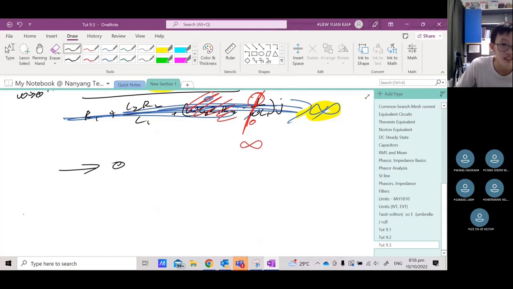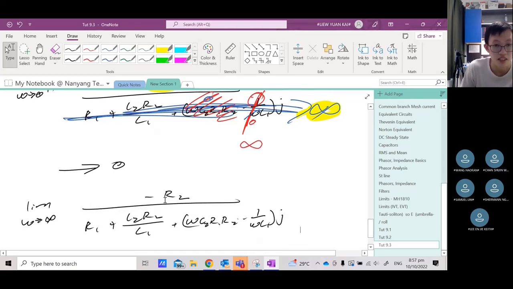Okay, so let us take the high frequency limit. So paste this again.